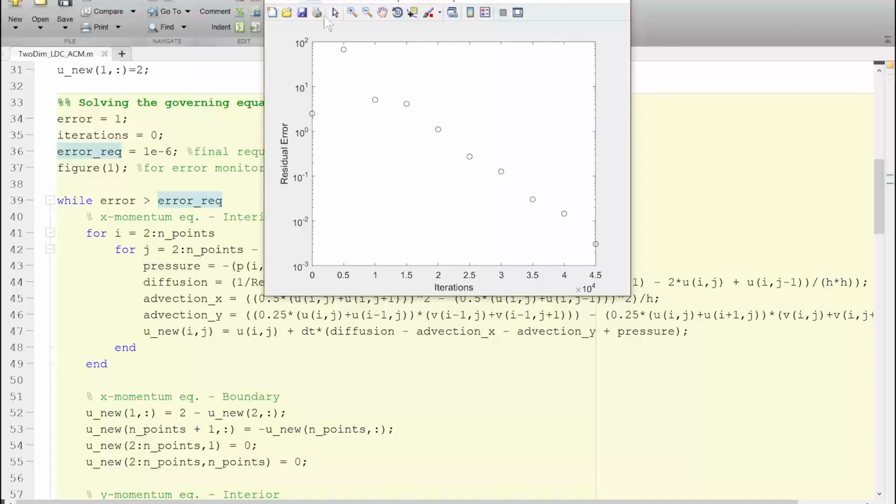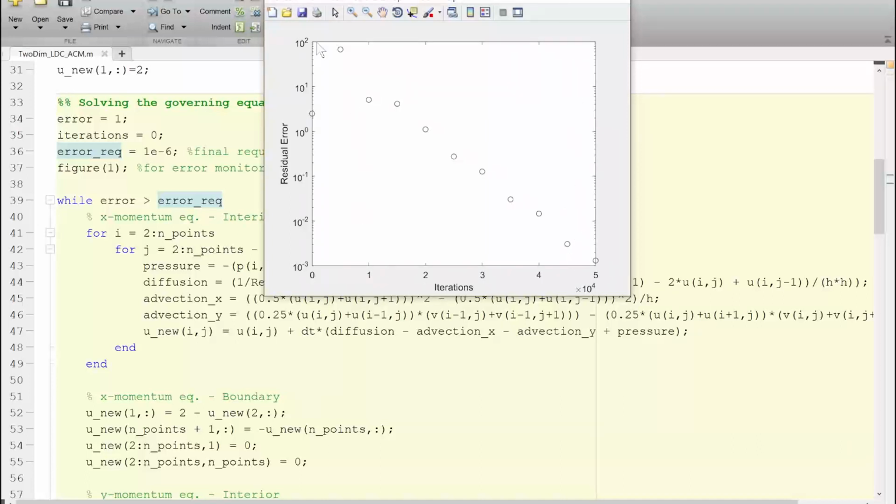So after every 5,000 iterations, the code would go back to this figure 1 and plot the error. And you would see something like this going on in a lot of software such as ANSYS Fluent, which plot a lot of error residuals while you are actually calculating the solution. So this is the kind of plot that you would expect here.